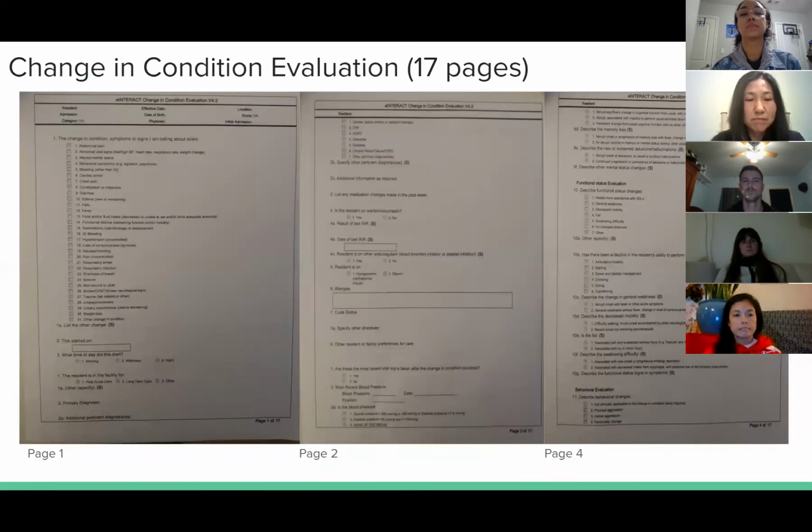This next form is change in condition, which is usually documented after a fall has occurred. In total, there are 17 pages because there are 30 other possible changes other than just falls. The first couple of pages note the date, time of the day, change in medications, and most recent vital signs. Next slide, please.